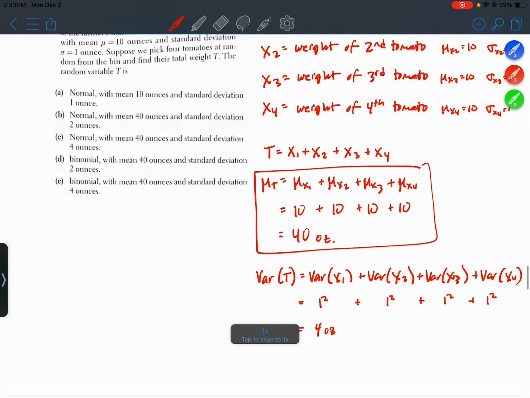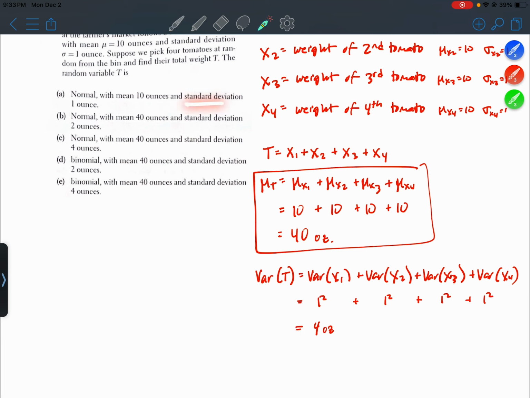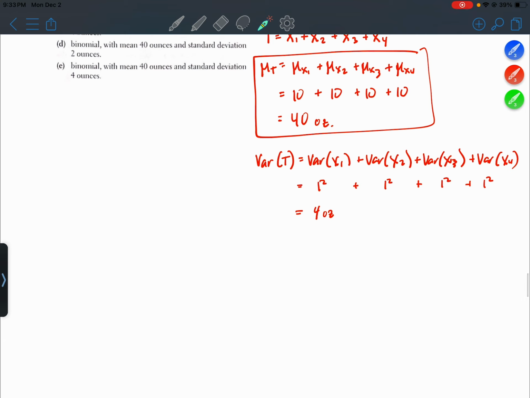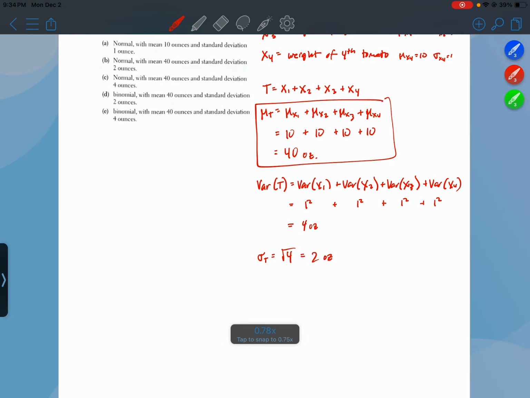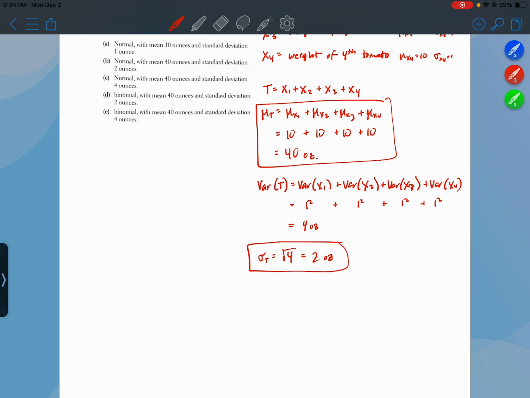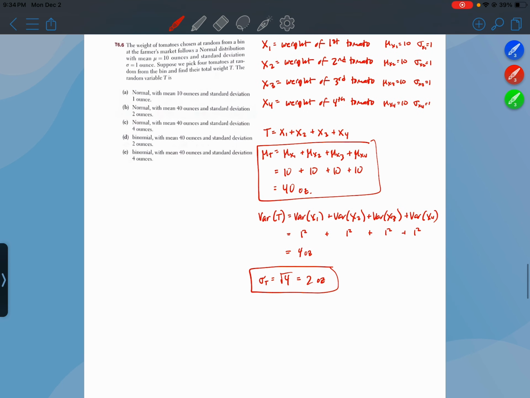All the answer choices don't mention variance, they mention standard deviation. So how do we convert back? Well, if squaring got us from the standard deviation to the variance, then square rooting will get us from the variance back to the standard deviation. So the standard deviation of T is going to be the square root of 4 ounces, which is just 2 ounces.